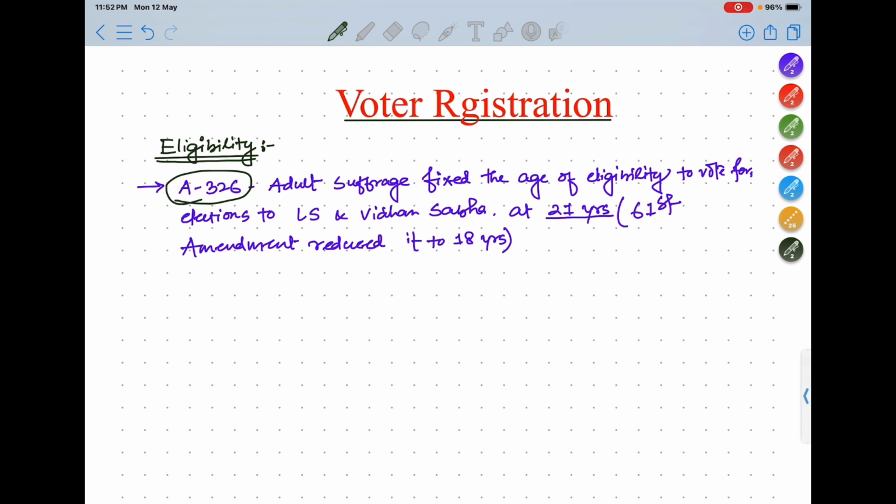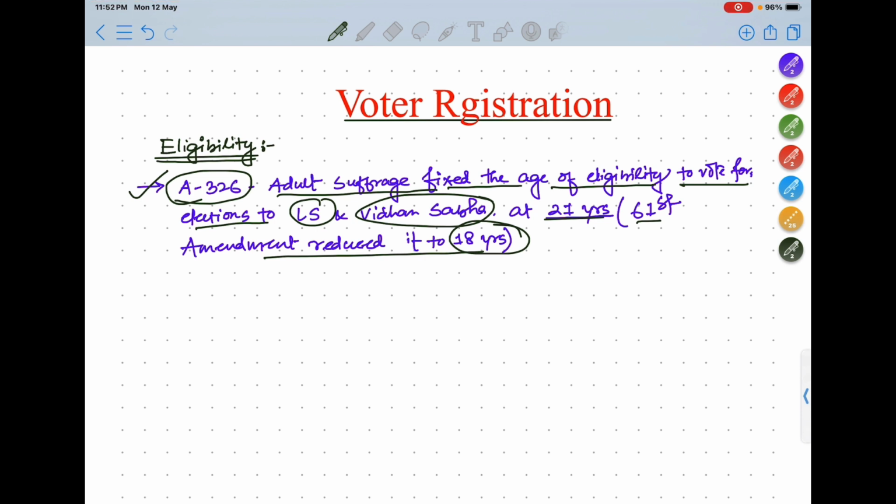Article 326 says adult suffrage fixed the age of eligibility to vote for elections to Lok Sabha and Vidhan Sabha at 21 years. The 61st constitutional amendment reduced it to 18 years. So you should remember that under Article 326, a person who is 18 years or above can register to vote. Earlier it was 21 years, and the 61st Constitutional Amendment Act changed it to 18 years. This 61st amendment is also important. In the exam they may ask, and already have asked in a previous year question, which constitutional amendment act changed the voting age from 21 to 18. So this is important.